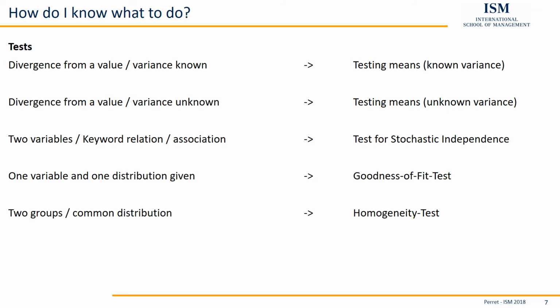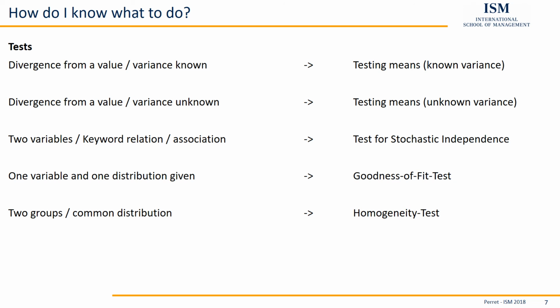If you have two groups, two samples, and are asked about, do they share a common distribution? Do they have the same distribution? That means you have to go with the homogeneity version, running a homogeneity chi-square test. So you see that's the second group already. First group, differences, comparing means, so Gauss test or t-test. Second group, chi-square test, so either stochastic independence, goodness of fit, or homogeneity test.